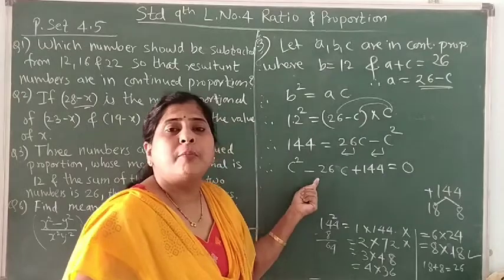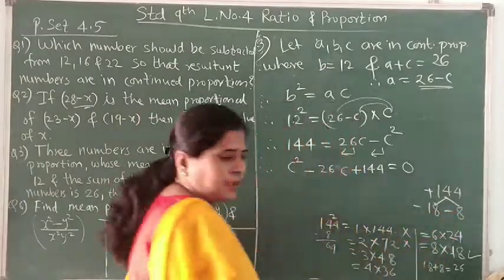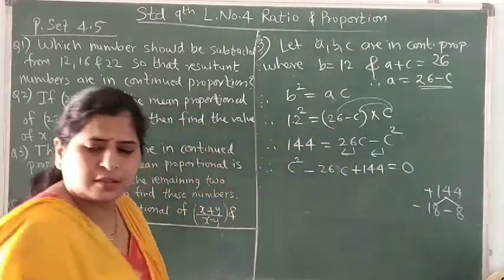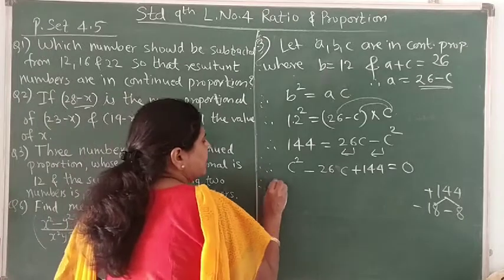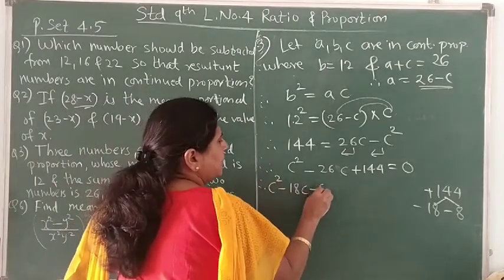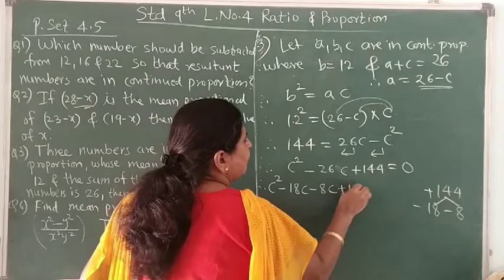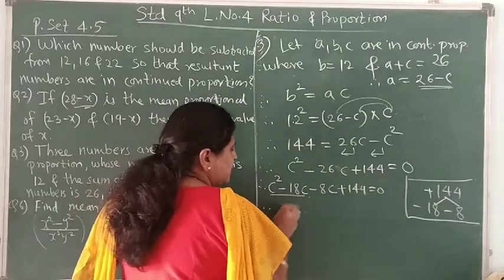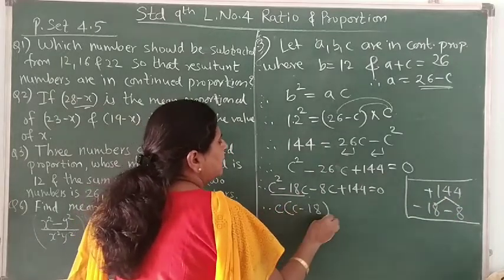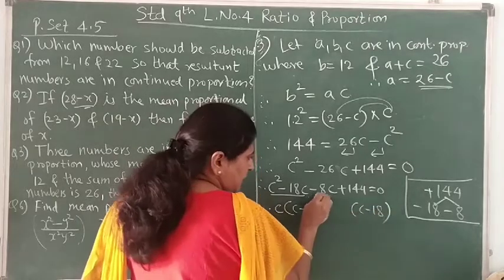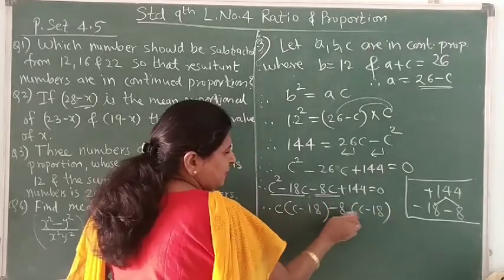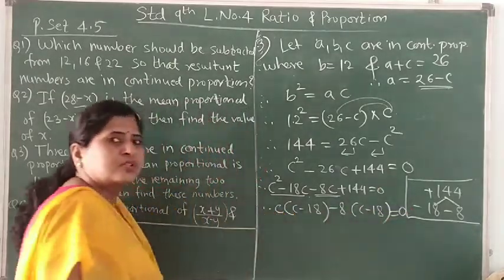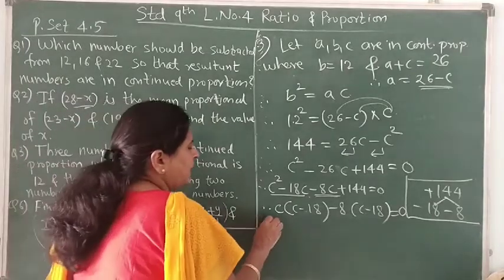But here the sum we want is minus, so both the signs should be taken to be minus. So the required factors are minus 18 and minus 8. So this should be simplified as C squared minus 18C minus 8C plus 144 is equal to 0. This is our proper form. Now taking C common from this, C minus 18, and the third term is minus 8, so minus 8 into C minus 18, and this product is 144. That equals 0. This is just factorization of a trinomial as usual.